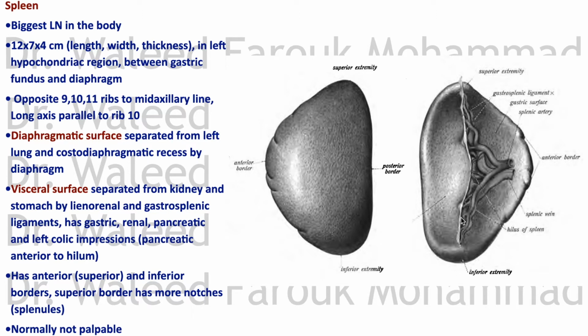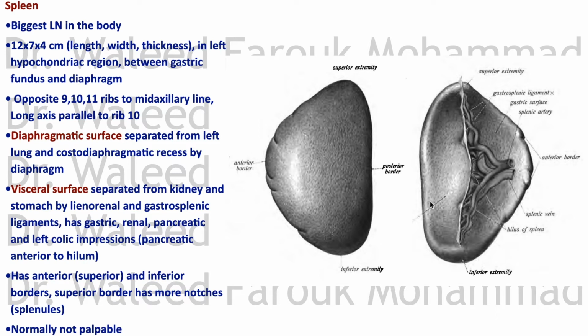So in practical exams, if you get an identification on this point, which you don't know, and it doesn't belong to either the renal side or the gastric side, it's the pancreas. So it has a gastric impression, renal impression, left colic impression, and pancreatic impression, and this means that it's related to these organs medially.